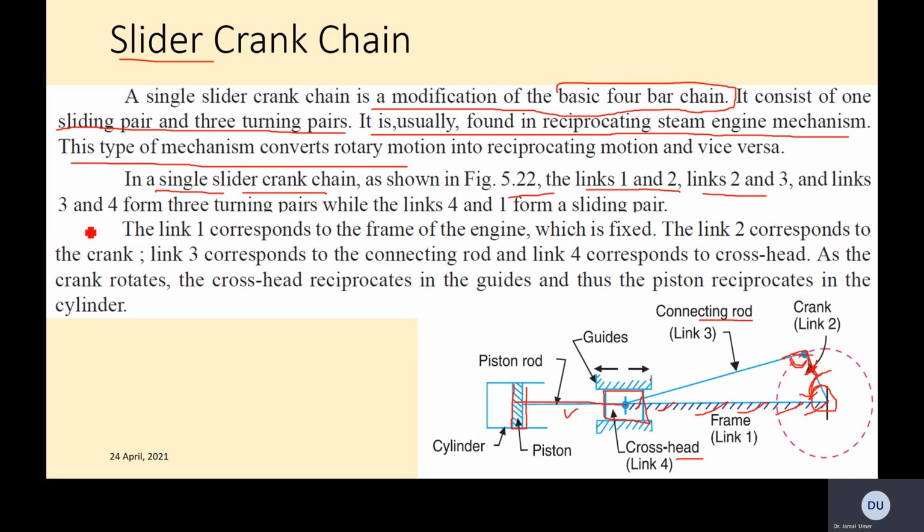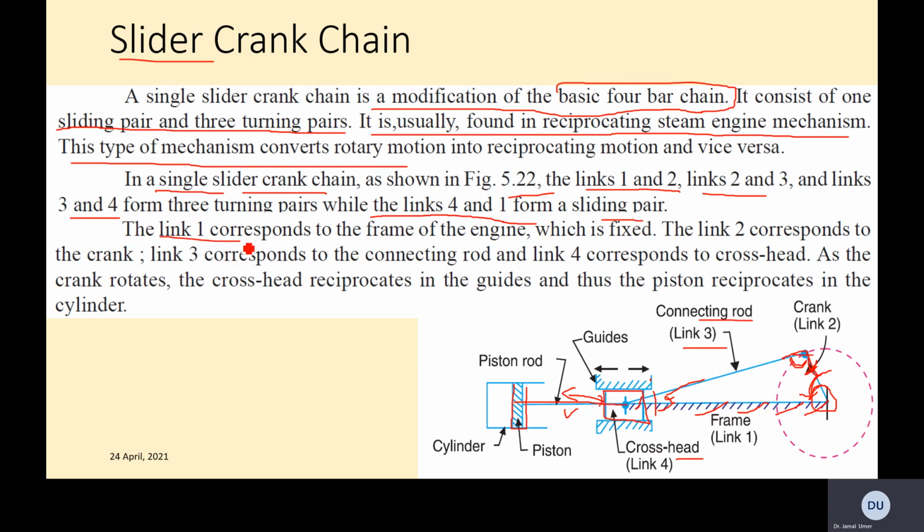And link 3 and link 4. This is also a turning pair because it's just like the angular movement, for example, alpha is there. While link 4 and 1 is just doing the reciprocating movement, basically a sliding pair.